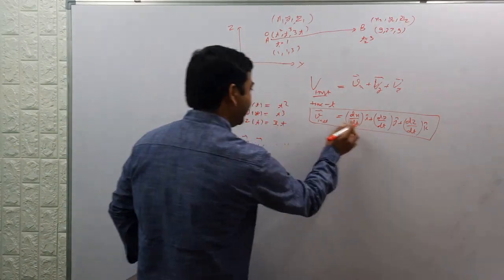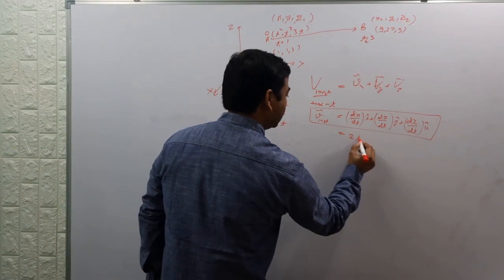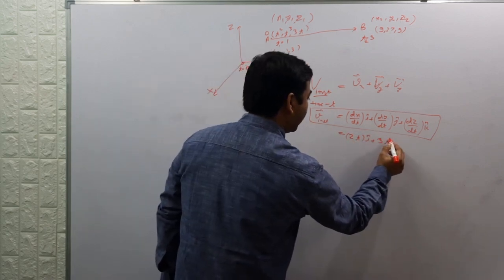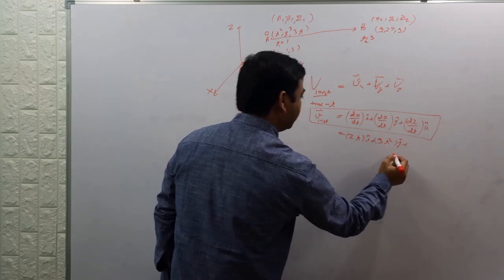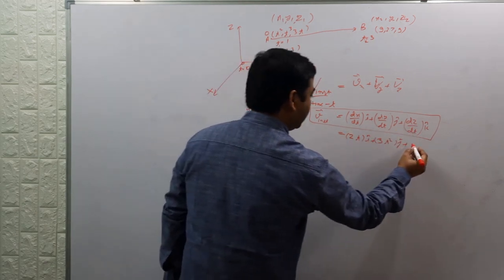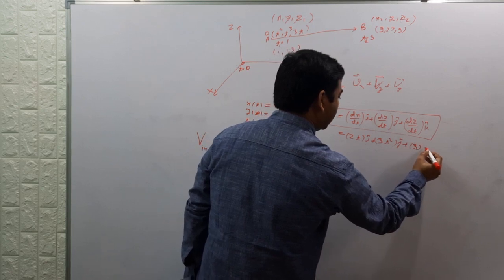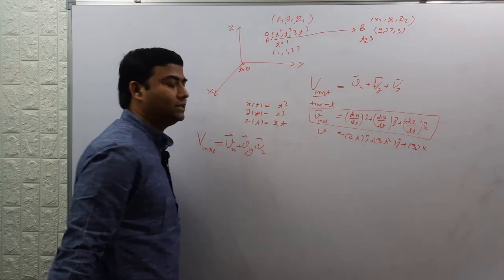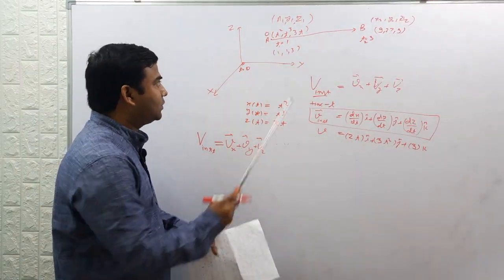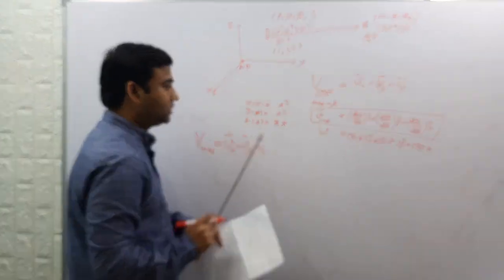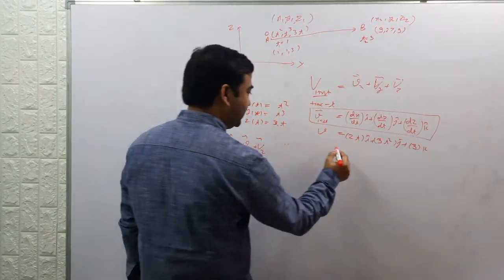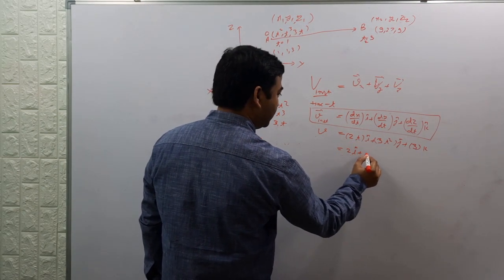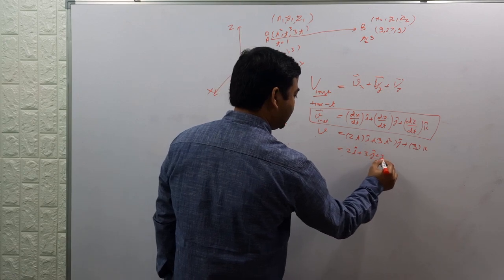It can be written as dx over dt is 2t into i, dy over dt is 3t square into j, plus dz over dt is 3k. So V instantaneous at time t is given by this equation. So instantaneous velocity at point A, you can find at t is equal to 1. So it is 2i plus 3j plus 3k.